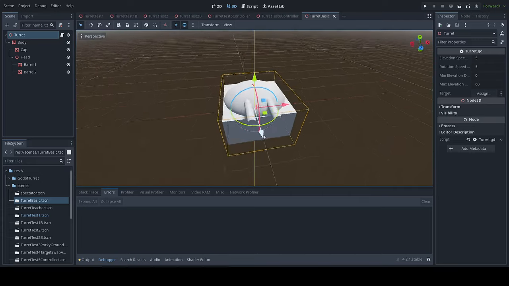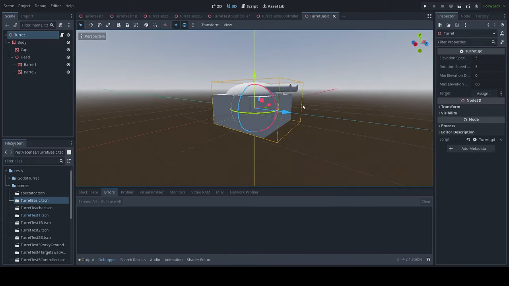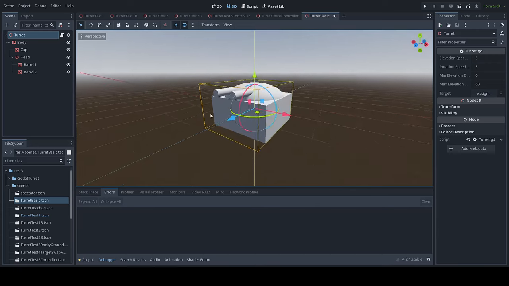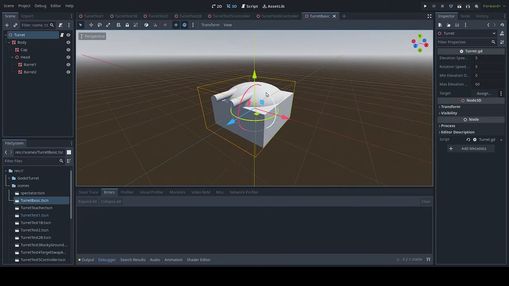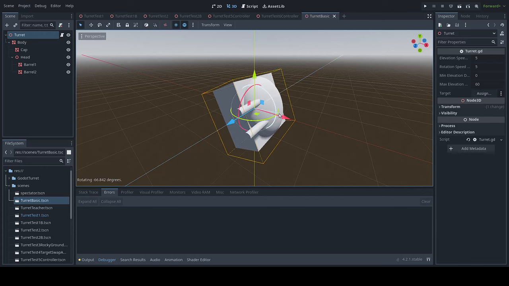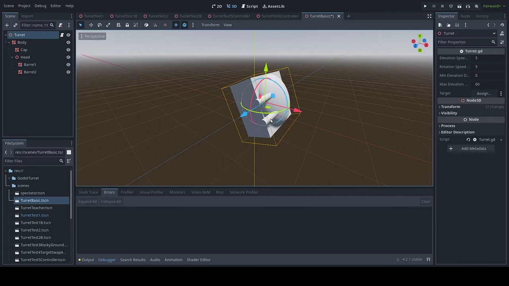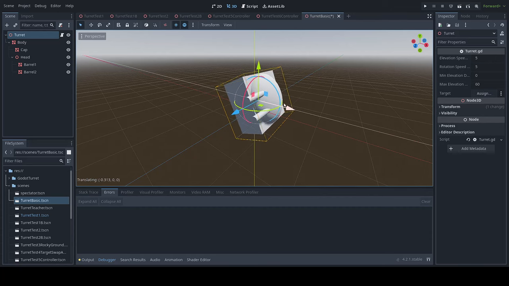So many turret tutorials show you how to make a turret that only works if it's stationary, if it's parallel to the ground, but in this video I'm going to show you how to make a turret that tracks its target in three dimensions regardless of its orientation, if it's rotating as it's tracking, if it's moving as it's tracking.